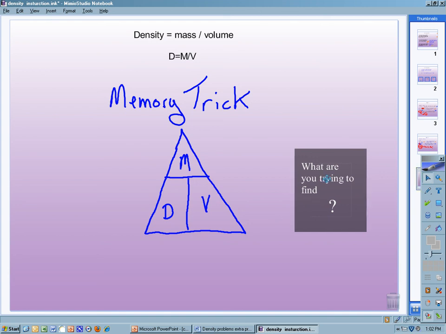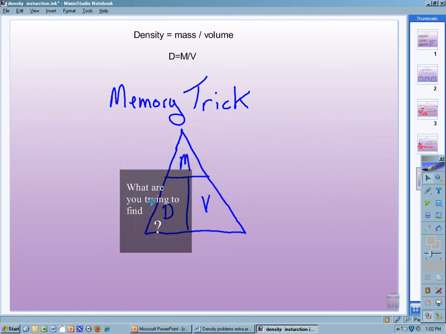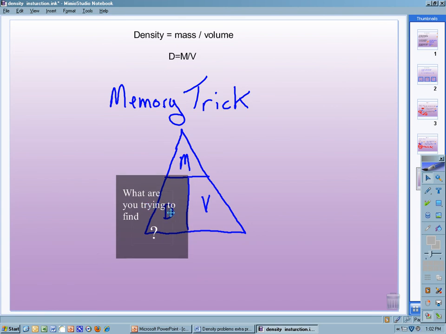What you do is you take whatever it is that you're trying to find and you cover it up. In this case, you're trying to find density. Now, in math, when you have one thing over another thing, it's typically division. So here you've got mass over volume, so if you're looking for density, that's mass divided by volume. And you know that density equals mass divided by volume, so you know you're on the right track.